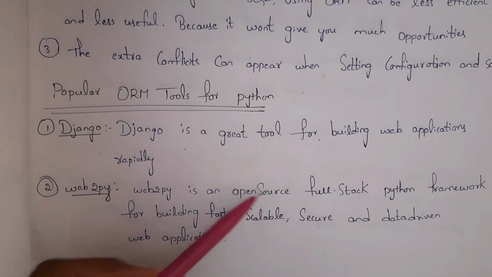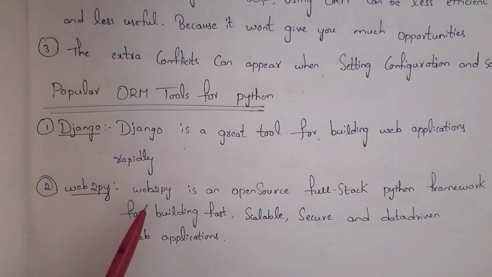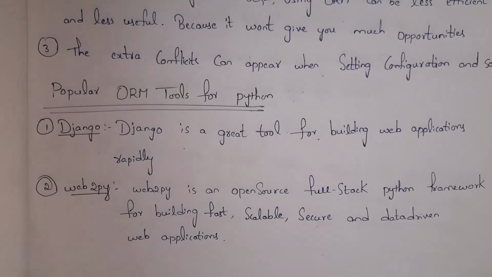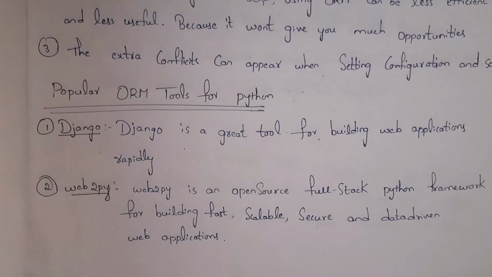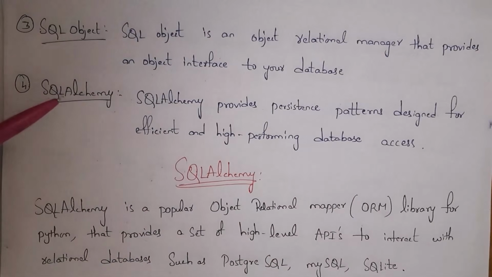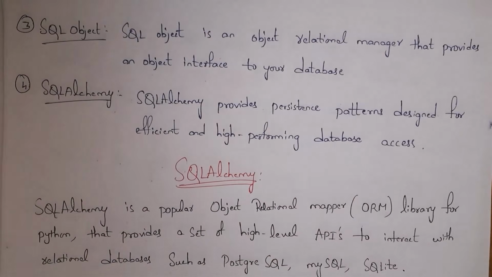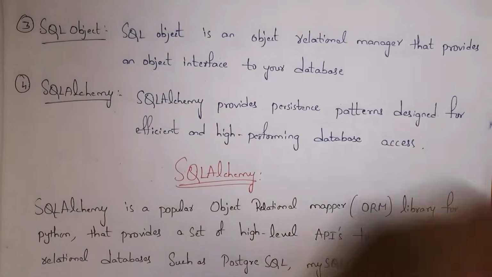Open source means we can download this Web2Py framework free of cost from the internet. And by using Web2Py, we can create fast and secure web applications. SQL Object and SQLAlchemy, both are the same. Both are object relational managers.